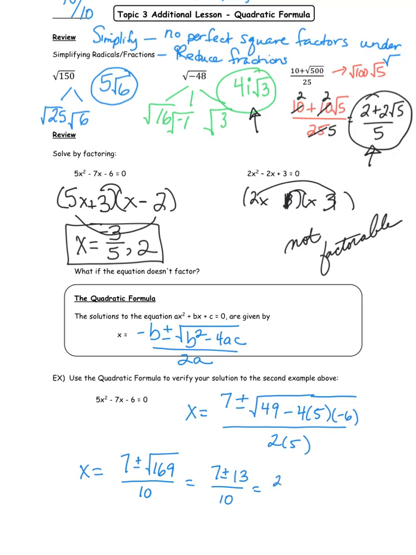7 plus 13 is 20. That's going to get divided by 10. 7 minus 13 is negative 6. That's going to get divided by 10. And then both of those are fractions that can be reduced. 20 divided by 10 is 2. And negative 6 divided by 10 is the same as negative 3 divided by 5. And if you compare these answers to the answers we had earlier, they are in fact exactly the same. The nice thing about the quadratic formula is that it can always be used. And that's a really great thing. Although there's a lot of work involved, and sometimes factoring is just a whole lot easier, which is why we have two methods. All right, let's continue on to the right side of your sheet.